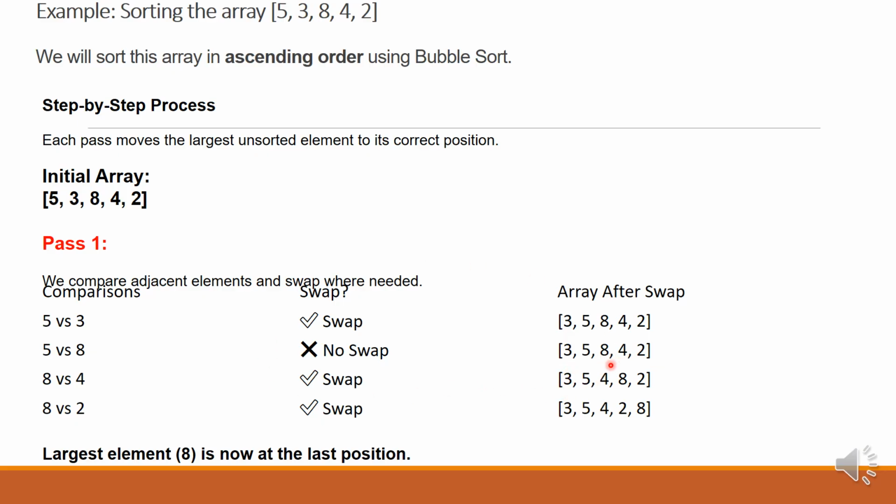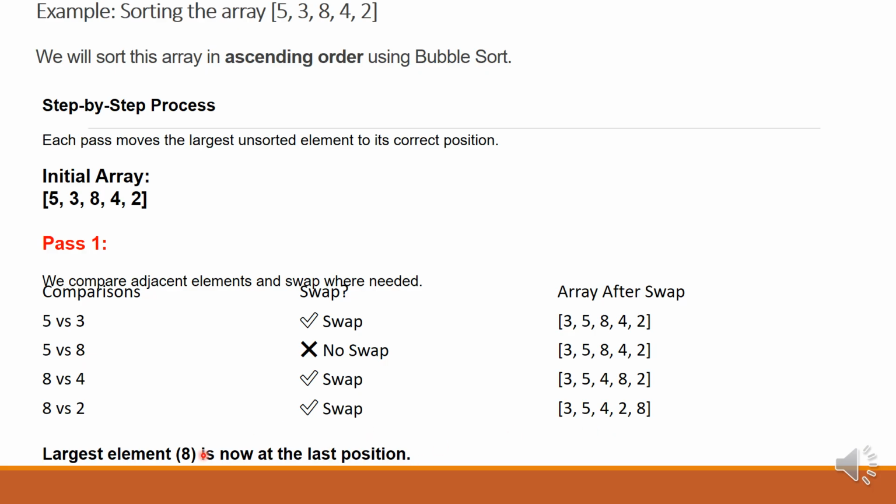Next, third iteration, you can see 8 versus 4. Now 8 is greater than the next element, so swapping is required. 8 and 4 will be swapped. Next, comparison of 8 and 2. 8 is greater than the next element, so swapping is required.